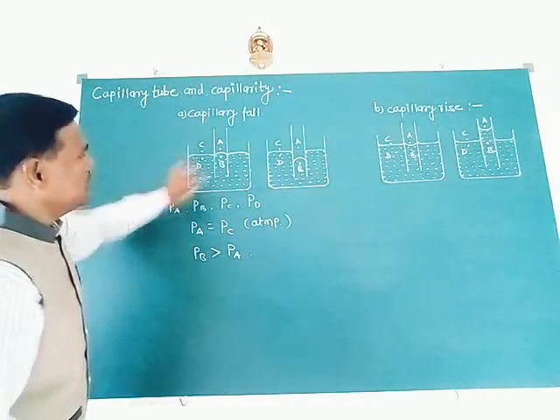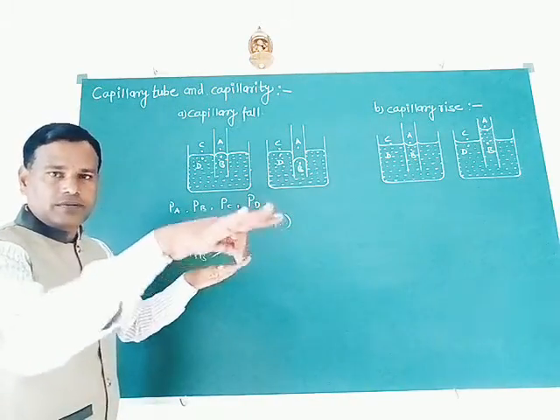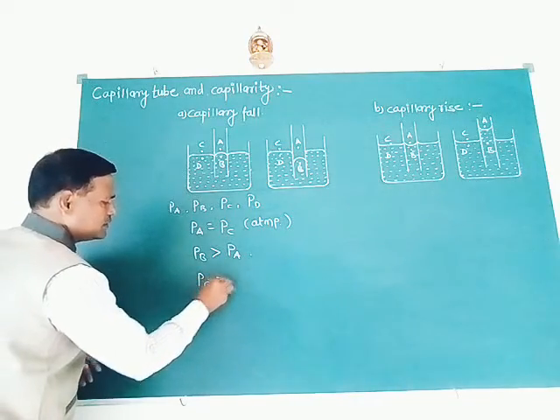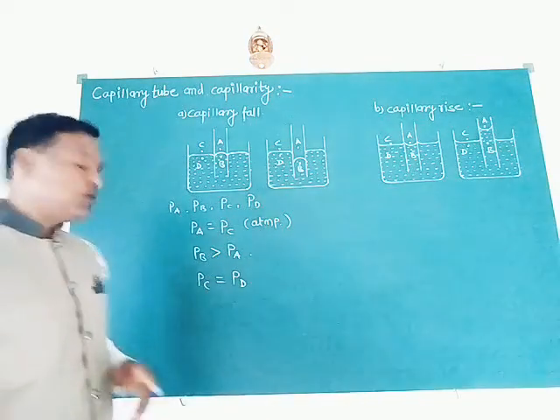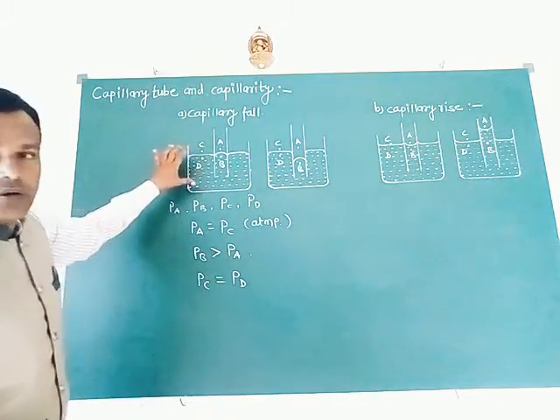Tell me about C and D. As points C and D are on either side of the plane surface, it is clear that PC is equal to PD. Pressure at point C must be equal to pressure at point D, as both the points are on either side of the plane surface.